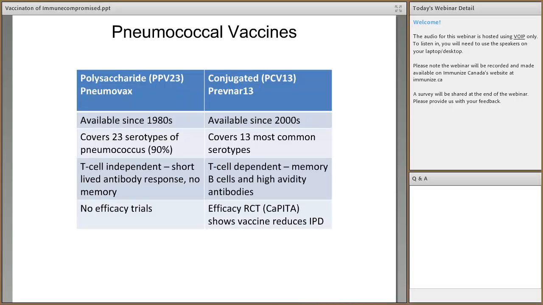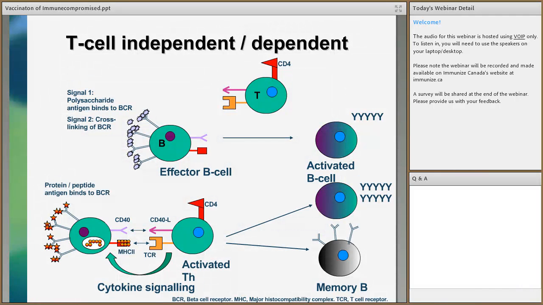Now, the conjugated vaccine, or PCV13, has been available since the 2000s. It covers the 13 most common serotypes. It's a T-cell dependent vaccine, which means that unlike the polysaccharide vaccine, you create high avidity antibodies, so these are well-functioning antibodies, as well as memory B cells. And we know that there is an efficacy trial, the CAPITA trial, that actually showed that the vaccine reduces invasive pneumococcal disease. Now, here's the detail that I talked to you about, T-cell independent versus dependent response. And it's good to have at least a simple picture of what this means.